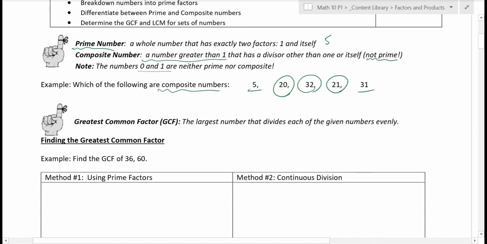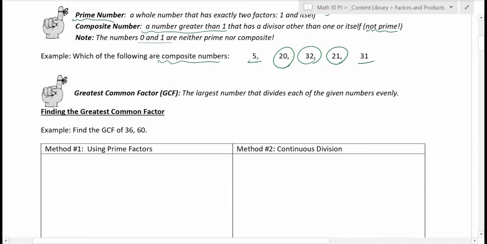And we're going to jump right into the first part of the lesson, the greatest common factor. By definition, it is the largest number that divides each of the given numbers evenly. There's at least two numbers, sometimes could be more than two. If you want to have a common factor, that means you're looking at a common factor between two or more numbers. The greatest means the largest, so we're looking for the biggest factor out of the 2 or 3 or 4 numbers.